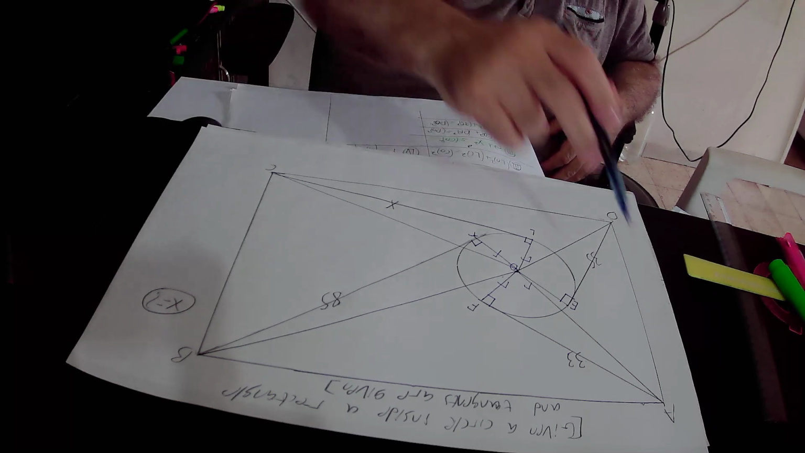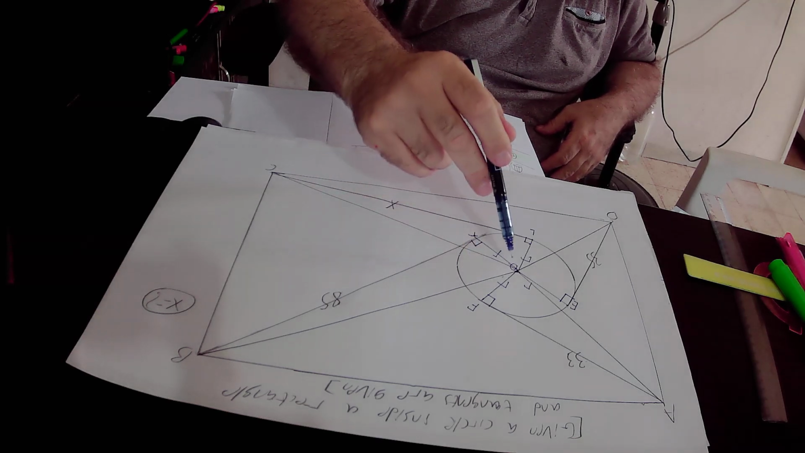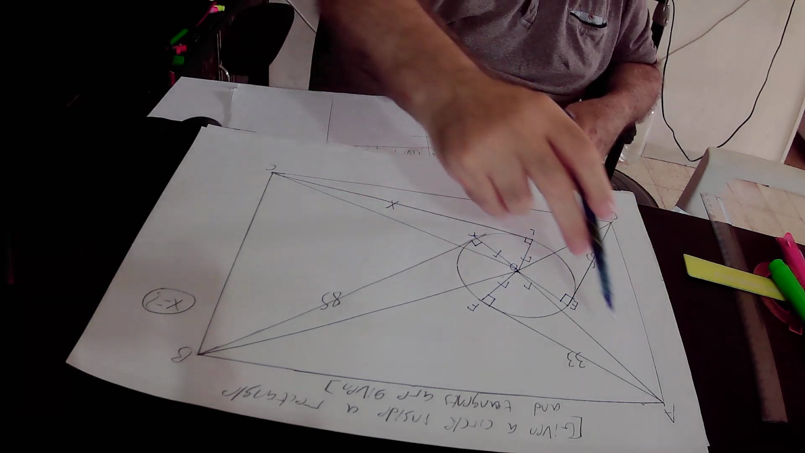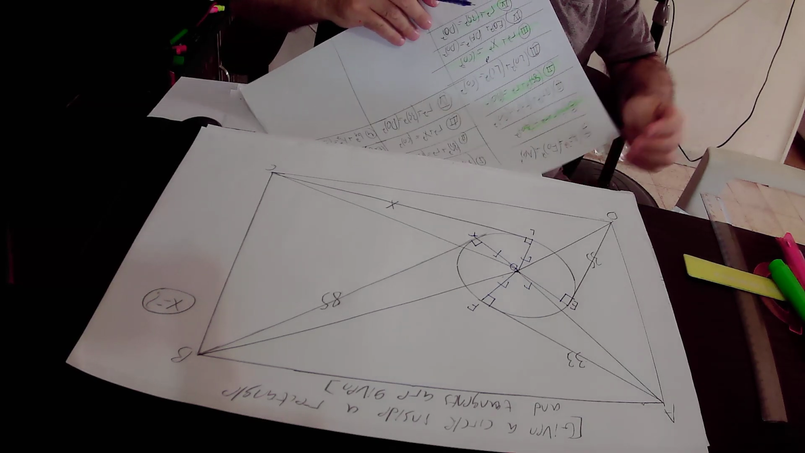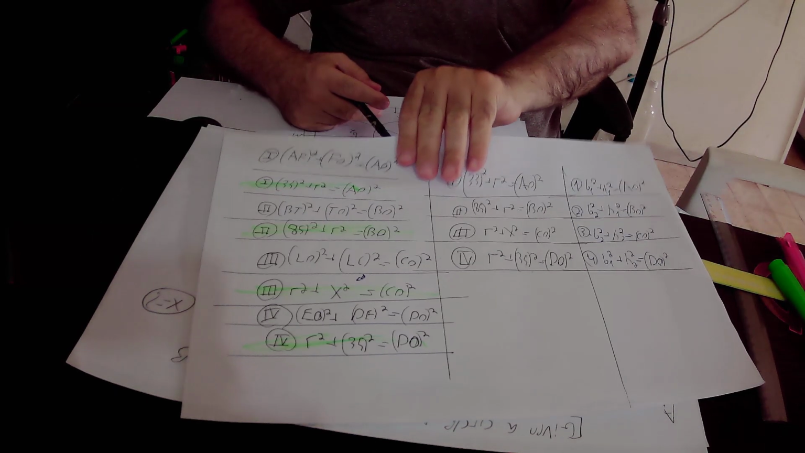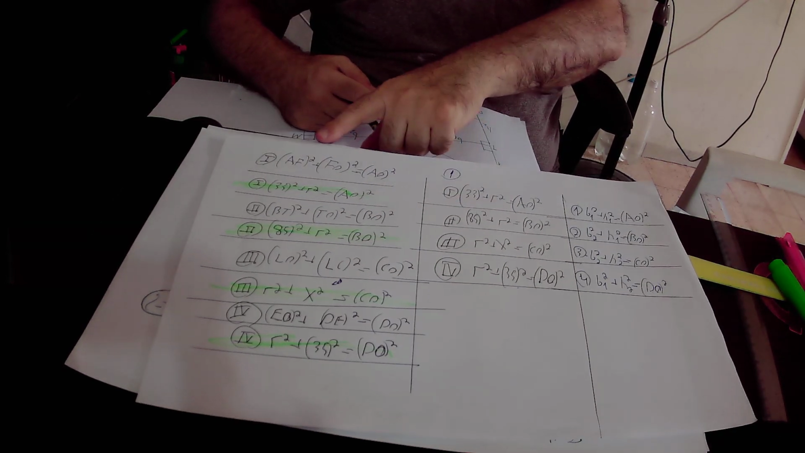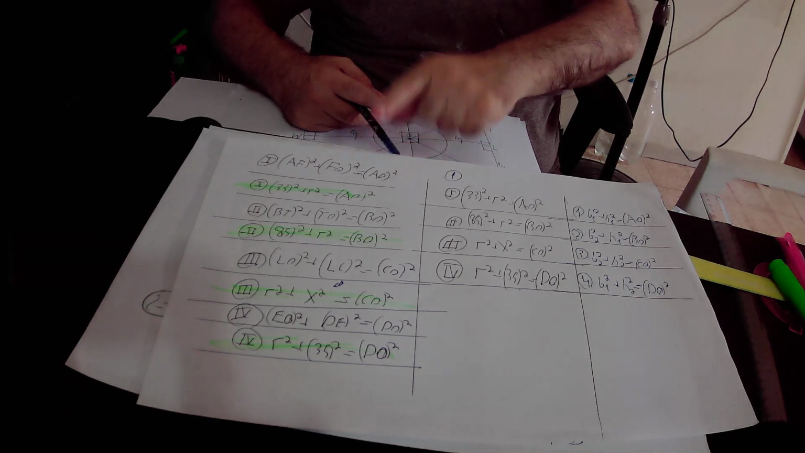Again, AF square plus FO square equals AO square. Here AO is the hypotenuse. So I repeat again, according to the Pythagoras theorem, on the right triangle AOF, AF square plus FO square equals AO square.